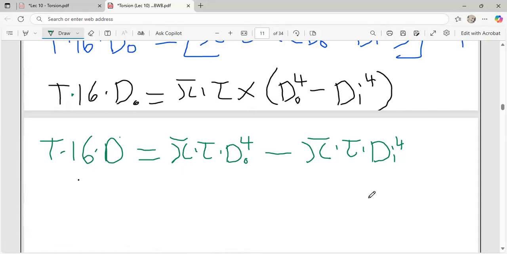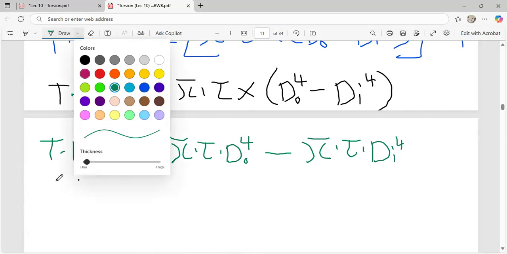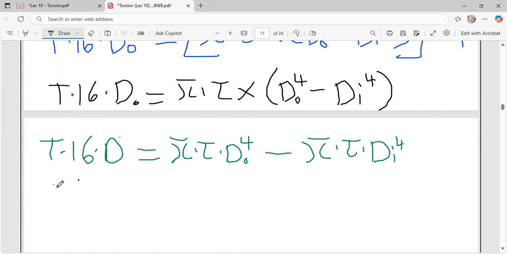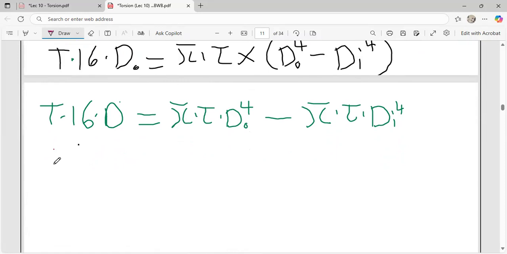Group like things. It is this Di that we are looking for. It is the inner diameter that we are looking for. So we just have to make it the subject so that we can find our way. Okay, so from here, let's quickly make that the subject. We have to move this to this side.